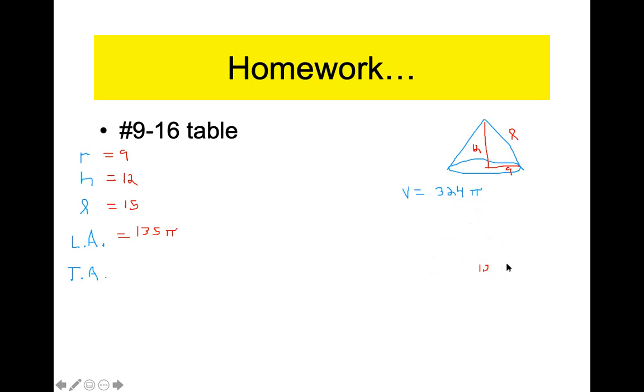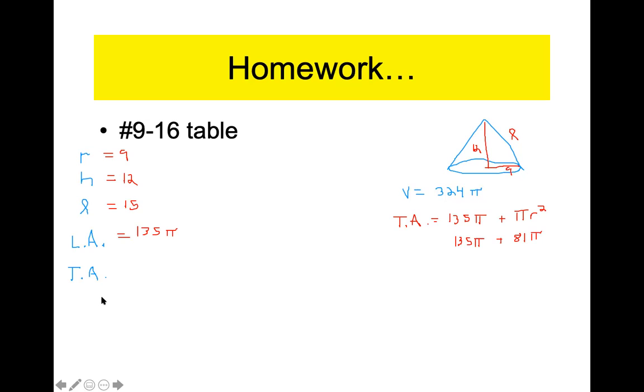Lastly, total area, or surface area. Remember, the surface area or total area is equal to the lateral area, which is pi RL, which we just figured out was 135 pi. So 135 pi, that's pi RL, plus pi r squared, one base area. And the radius is 9, so that's 81 pi. Radius was 9, 9 squared is 81, so we get 81 pi. Add those two together, and we get total area.